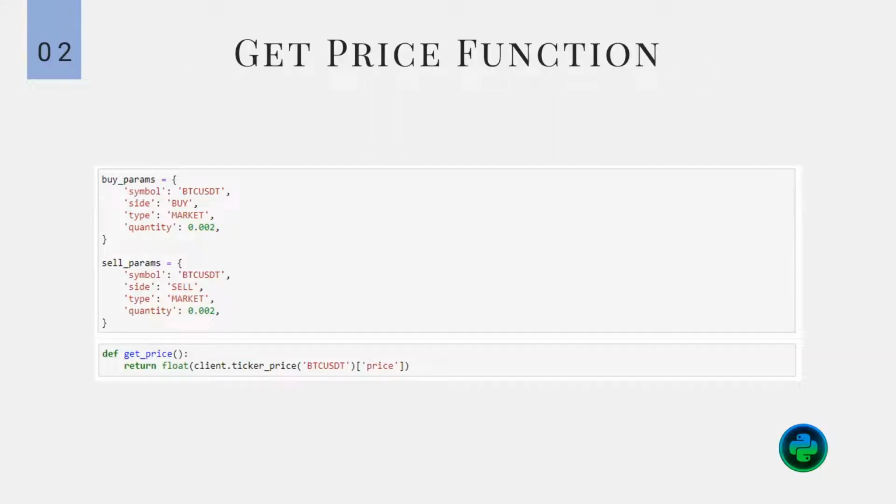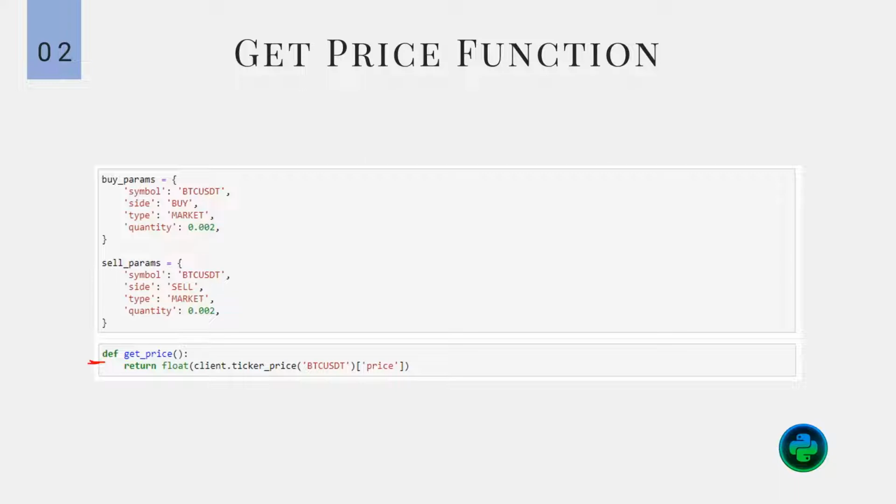So in the next step we simply define two parameters. We have the one for the buy order and for the sell order. So basically, yeah, that's it. You see, we trade Bitcoin. It's a market order, and we buy and sell 0.002 Bitcoins. Exactly, and then in the next step we have the get price function here.